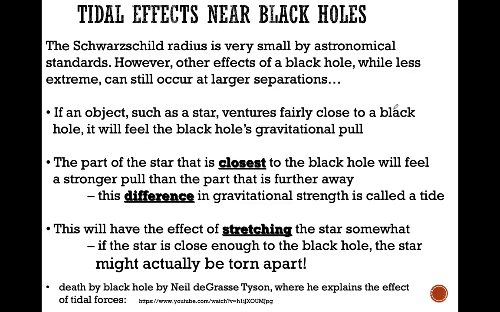Now, the part of the star that is closest to the black hole will feel a stronger pull than the part that is further away. And this difference is so high that it can create these tidal effects, right? Because of the tidal effects, one side of the star can stretch more compared to the other side, right? Now, if this star is close enough to the black hole, what could happen is the star might be torn apart completely, right?